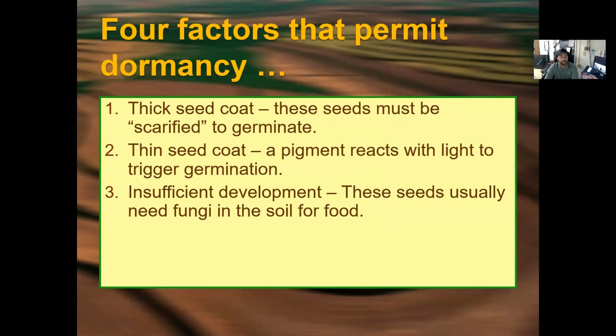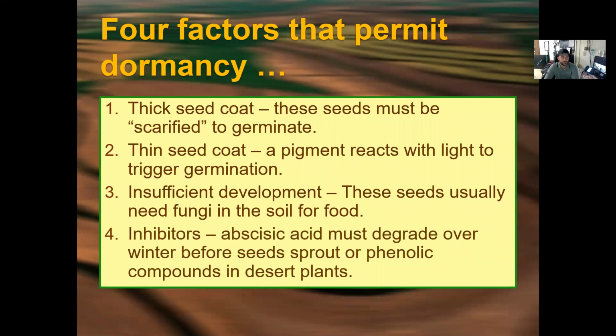Insufficient development: these seeds usually need fungi in the soil for food. And then inhibitors: abscisic acid must degrade over winter before seeds sprout, or phenolic compounds in desert plants. So there's always something, usually one of these 4 factors, that will make a seed go dormant. So make sure you're scarring them. Make sure you're looking at the seed and doing your research before you do anything to your seed, just to make sure that you're doing the right thing and using the right method.